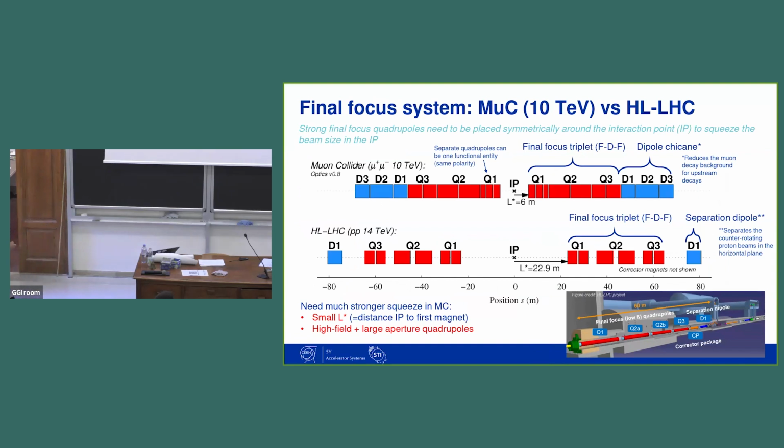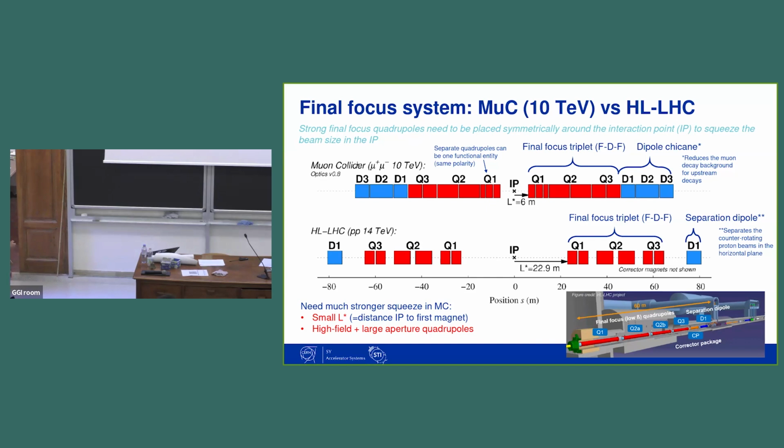So what you can see now is the final focus system. The final focus system is really a very important part of the interaction region. I'm comparing here the muon collider against the High Luminosity LHC. In the High Luminosity LHC, of course, we have proton-proton collisions at 14 TeV. And as I said, in the muon collider here, muon collisions at 10 TeV.